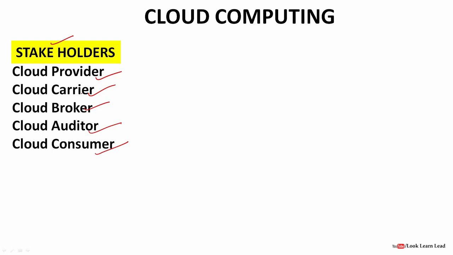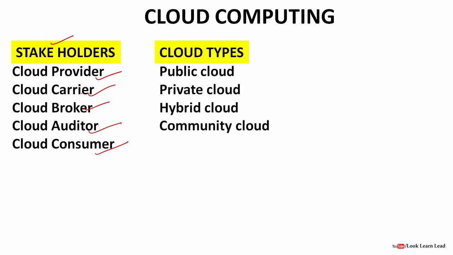The next thing we have to discuss is the types of clouds. Basically there are 4 types of clouds: public, private, hybrid and community. We'll discuss them one by one in detail. What is a public cloud? A public cloud is a cloud that is owned and operated by third-party cloud service providers. The cloud service provider is a stakeholder also. Public clouds deliver computing resources such as servers and storage over the internet. For example, Microsoft Azure is a public cloud. So it is basically the third-party cloud service provider. That is what a public cloud is.